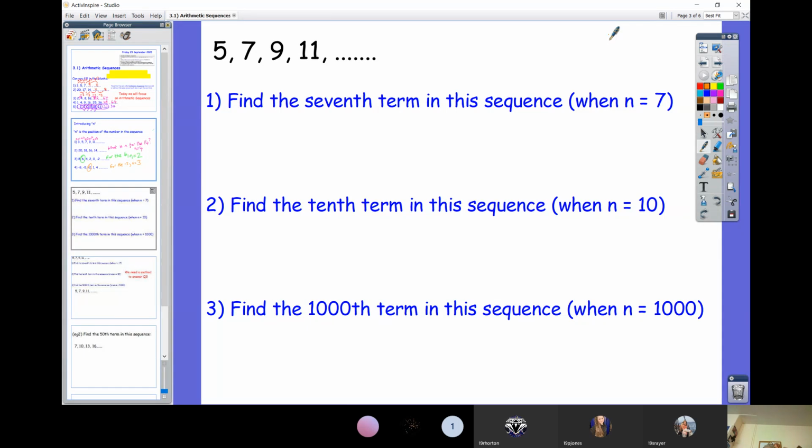And can you find the 10th term in the sequence, when n equals 10? And then can you find the 100th one, the 1000th one for me, please? Just do the first 2 for now. Just do the first 2 old school, just adding on until you get to the one you need.